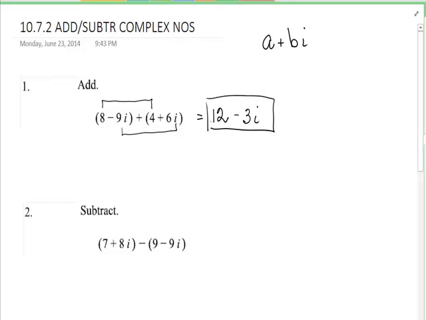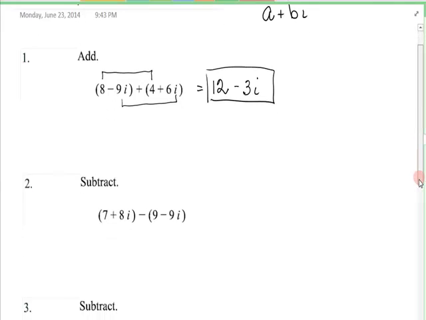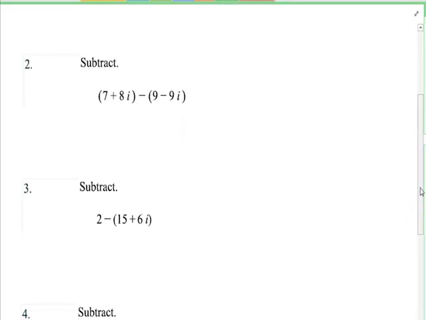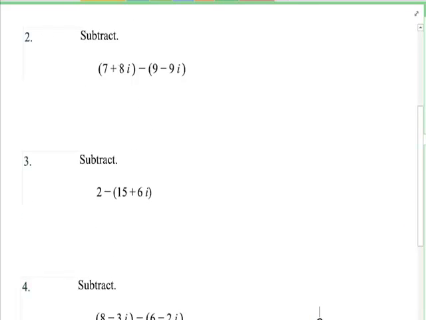Now let's take a look at subtraction. When you subtract, this is my suggestion. Keep the first complex number. Change this to addition and change the sign on all terms that follow it. Okay, so change to plus, change the signs on those, and now you've got addition. You've got your real parts, positive 7 and negative 9 is negative 2. You've got your imaginary parts, positive 8i, positive 9i, or positive 17i.